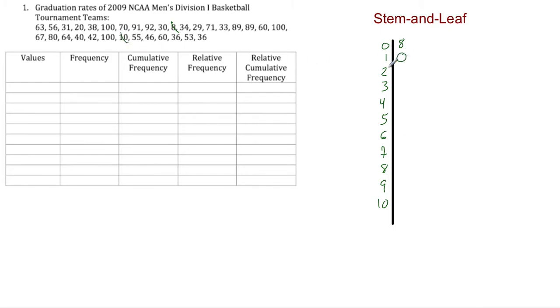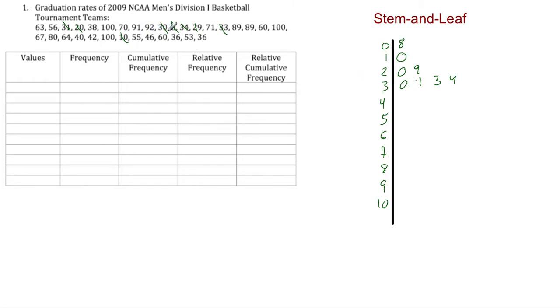So that's 1, 0. Are there any 20s? Yes, there's 120, so that would be the smallest value there. The next smallest value looks like that's going to be 29. For the 30s, I have my smallest value of just simple 30. I have a 31, the next largest value. And then I have a 34, but I have a 33 first. So 33, 34.